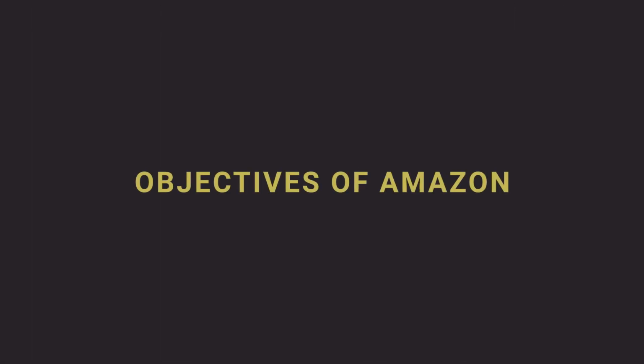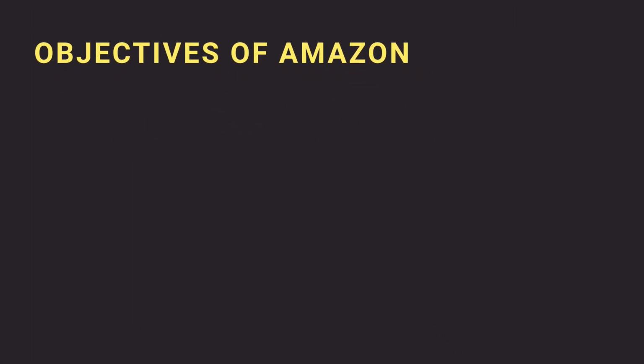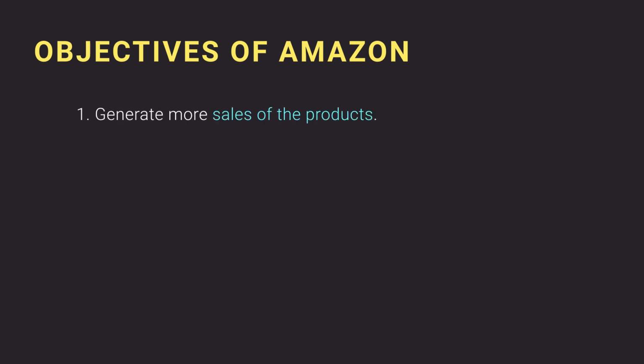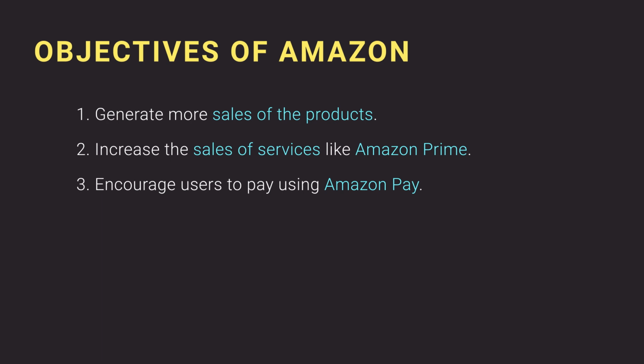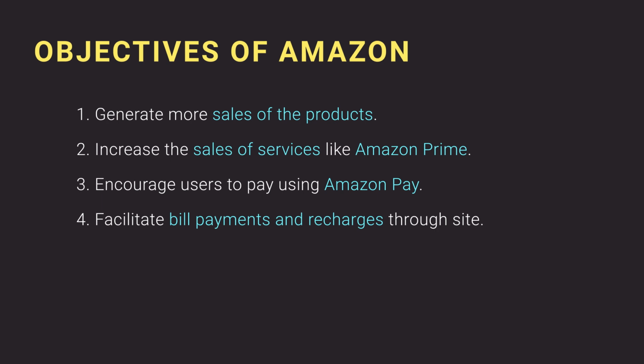Before we start, let us make a note of the primary objectives of this site. Number 1. Obviously, we need to generate more sales of our products. Number 2. Along with our products, we should also be selling our services such as Amazon Prime Video and Music. Number 3. Encourage users to pay for the orders using our own wallet called Amazon Pay. Number 4. Facilitate bill payments and recharges through the site.